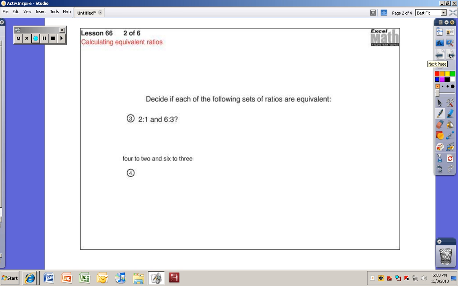Okay, do the same thing with numbers 3 and 4. Pause the video and then turn it back on when you're ready to see the solution. You should have written the ratio 2 to 1. Find out if that's equal to 6 to 3. 2 times 3 is 6. 1 times 3 is 3. So the answer is yes, those are equivalent.